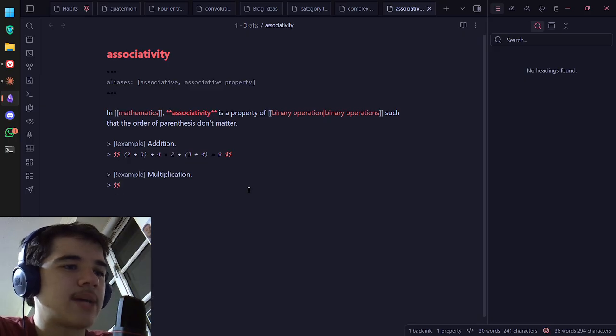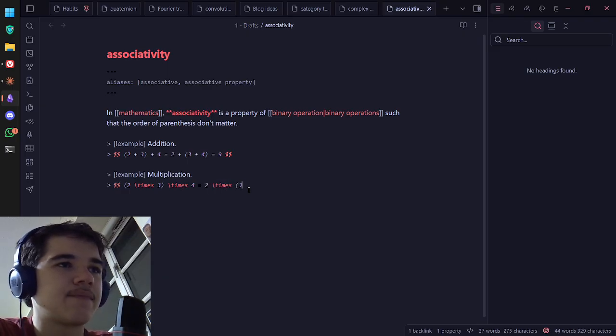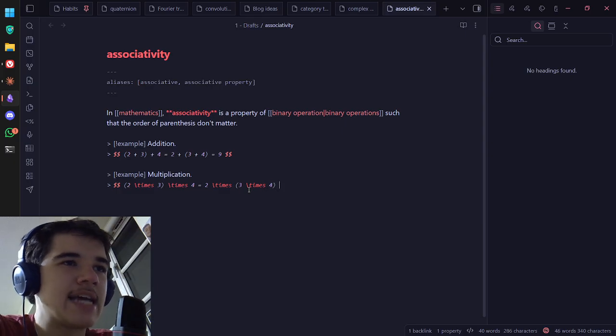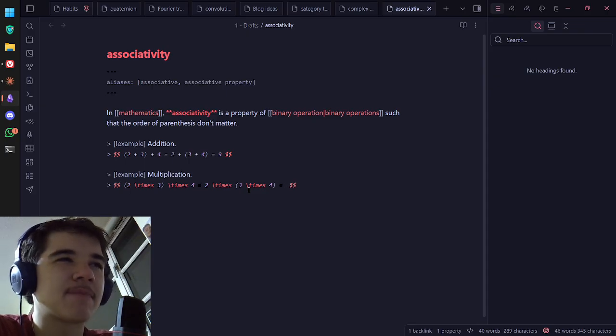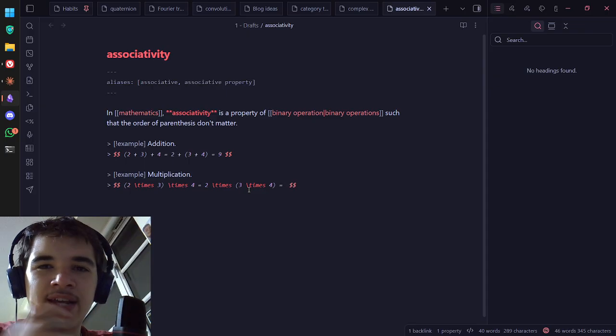In multiplication, we can have 2 times 3 times 4, which is the same as 2 times 3 times 4. I mean, it's very intuitive. Anyone who's done basic maths in school will obviously know this. But just defining it is really important, and being able to give it a label.